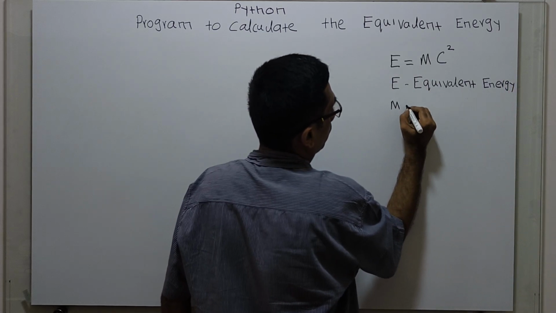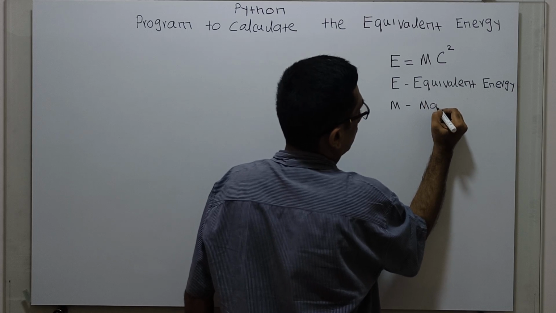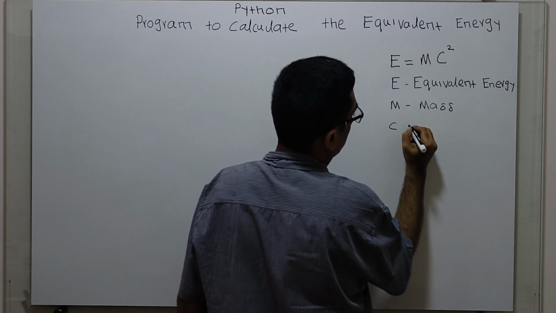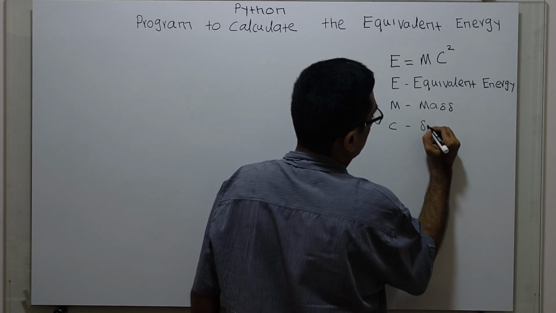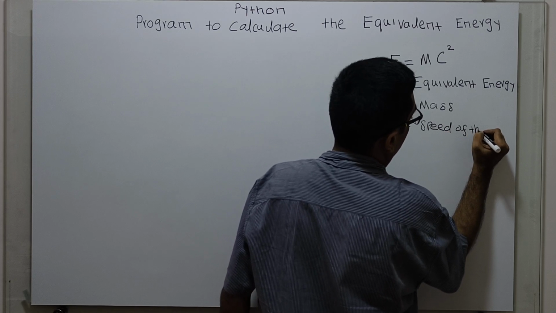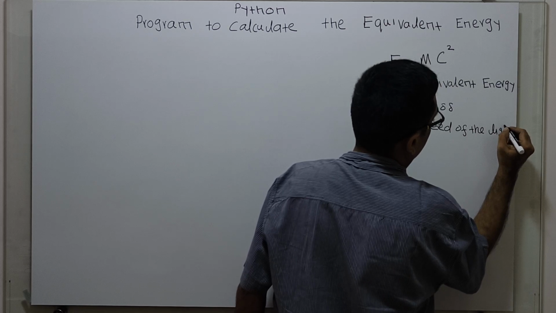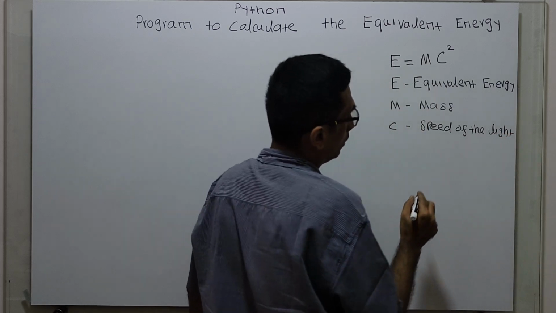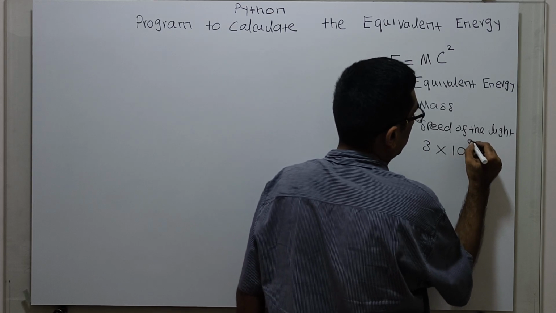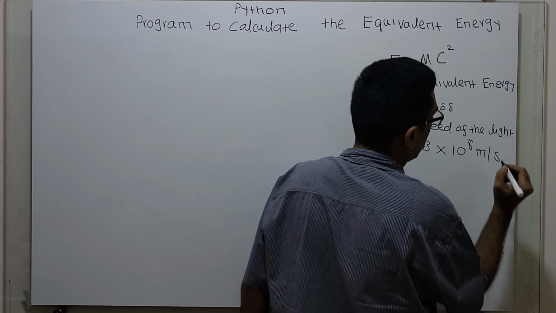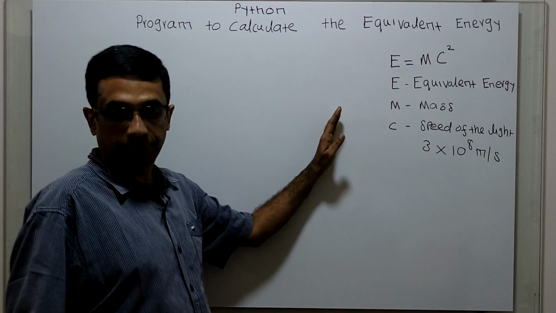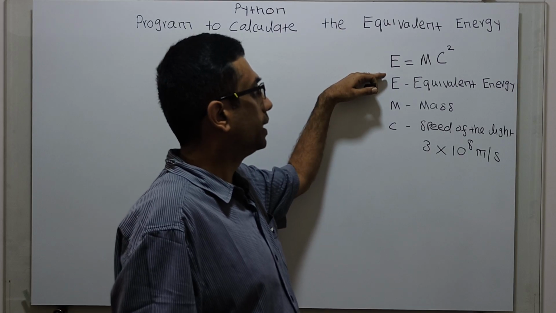M is the mass. C is the speed of the light. So the value is 3 into 10 power 8 meter per second.